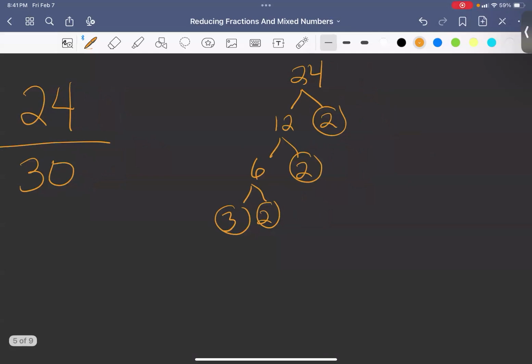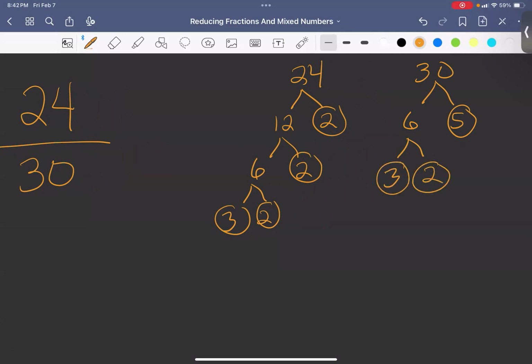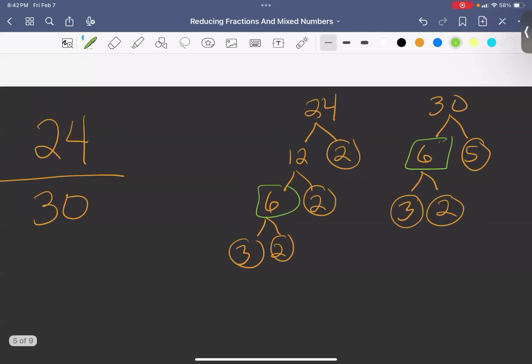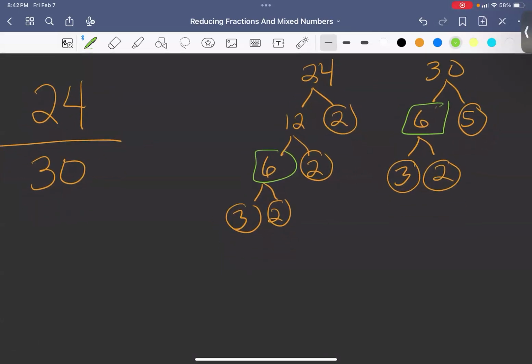Now let's do 30. So let's see, I'm going to do 6 and 5. 5 is a prime number. Break down the 6 to 3 and 2. Okay, so you'll notice here that they have 6 in common. And although they have 6 as a common factor, it's not the least, because we want the least common factor.